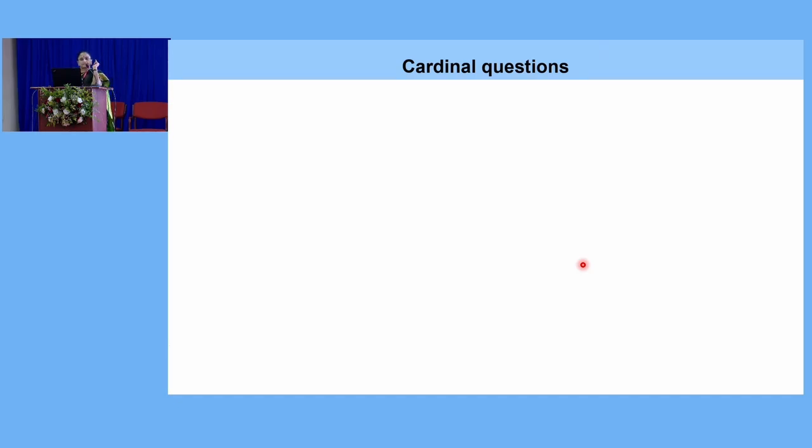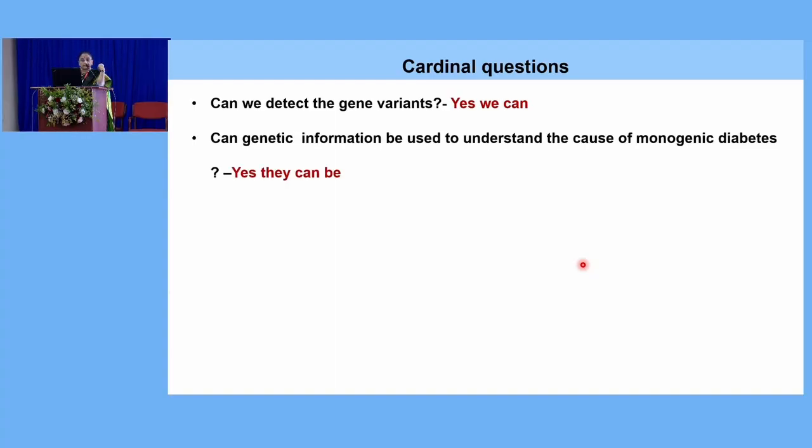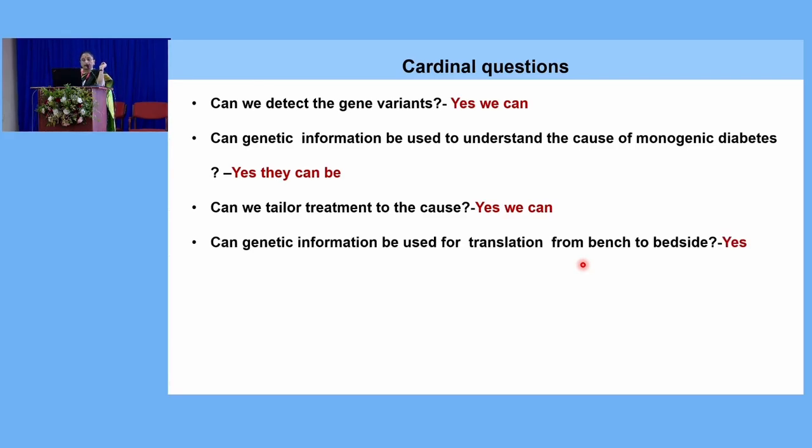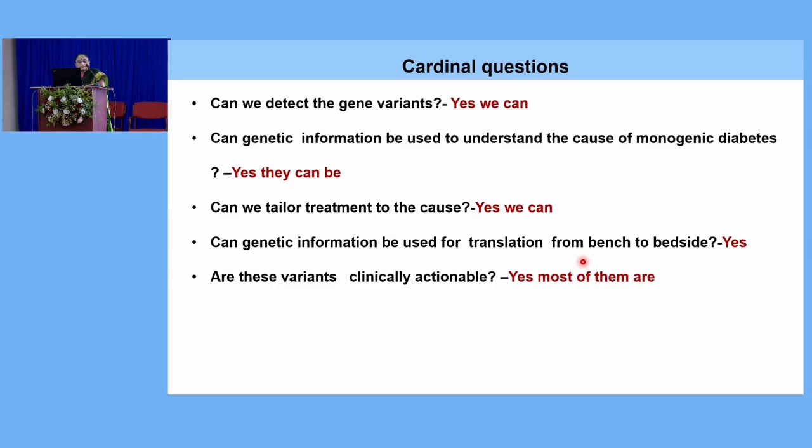So the cardinal questions that we started asking ourselves now are: can we detect the gene variants? Yes, we can, because we do have so many machines now doing it. Can genetic information be used to understand the cause of monogenic diabetes? Yes, it can. Can we tailor treatment to the cause? Yes, we can in most of the cases. Can genetic information be used for translation from bench to bedside? Yes, in most of the cases. And are these variants clinically actionable? Yes, again, most of them are.